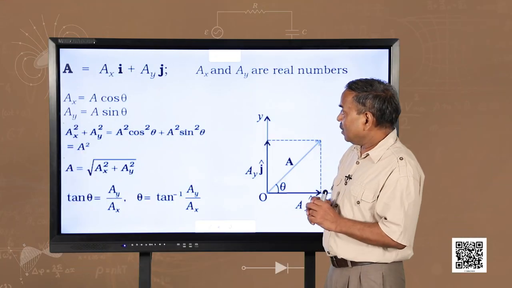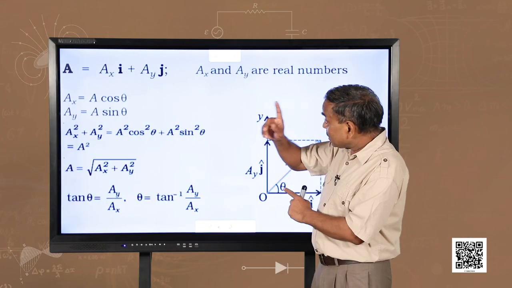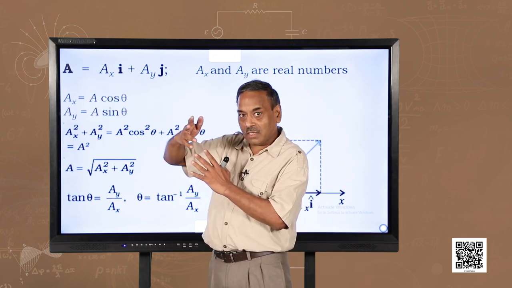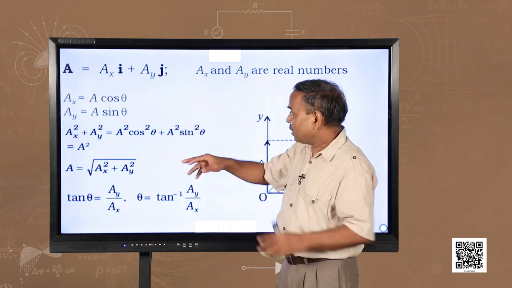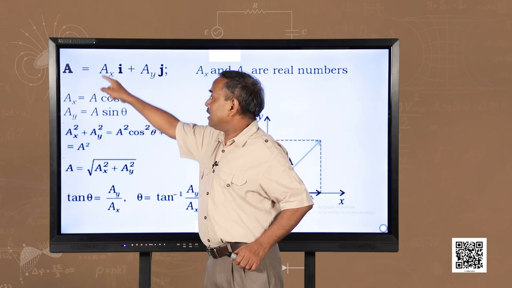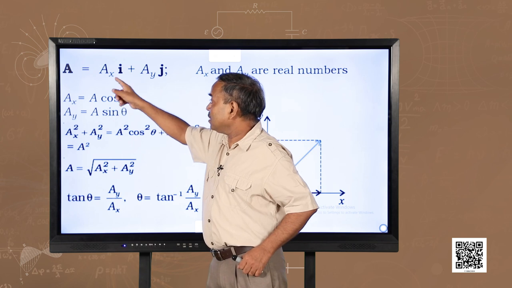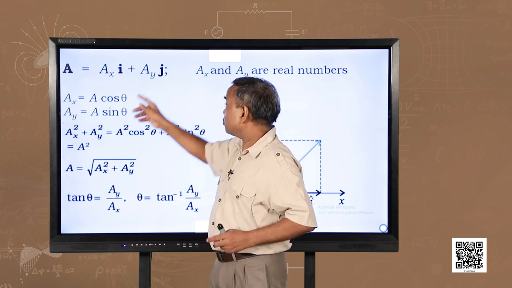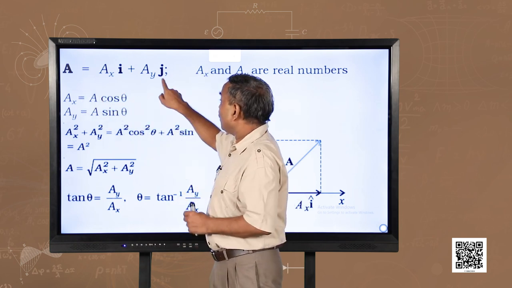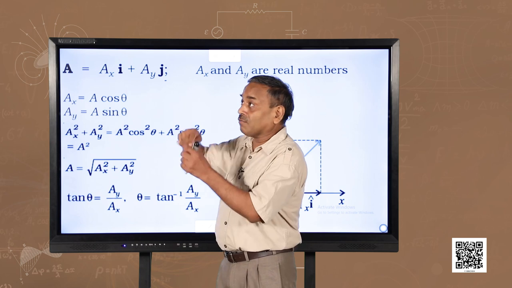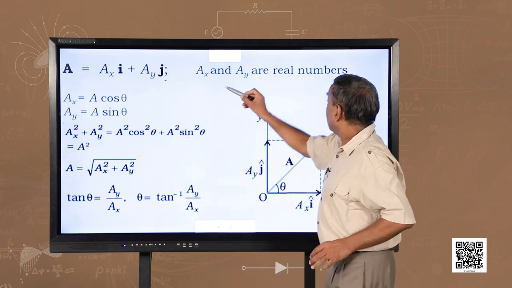Now, we have learnt the resolution of vectors. I have done it last time also. A is equal to lambda A plus mu B. The same way I can write vector A is equal to AX i plus AY j. What is AX? The magnitude of the resolution along X axis. Similarly, AY is the magnitude of the resolution of vector A along Y axis. I and J are the unit vectors along X and Y axis respectively.